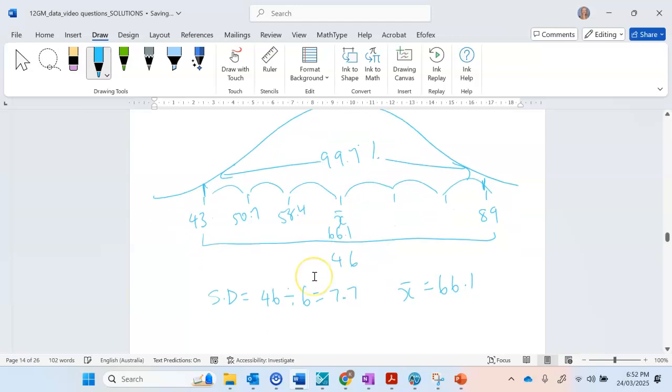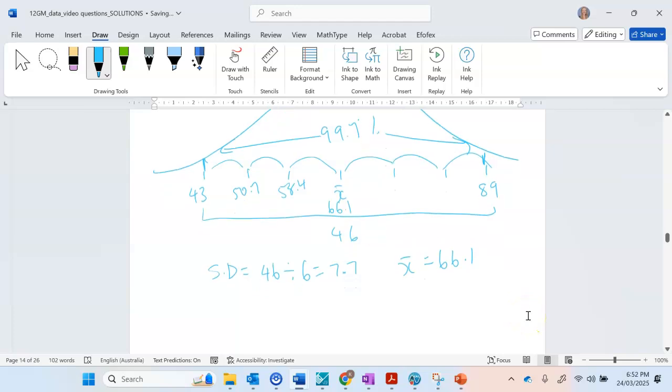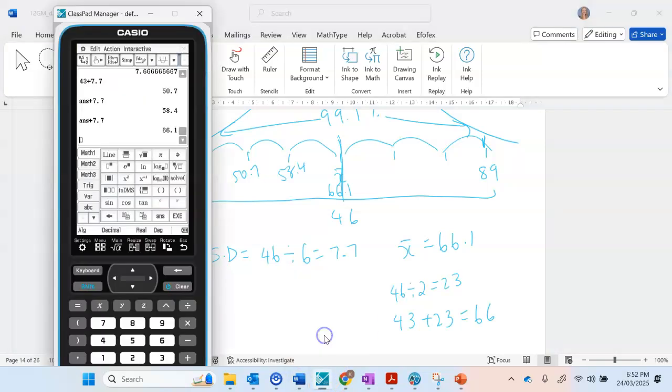You could also do that. Actually, I think it's going to be close. It's actually going to be 66 because we did round. I'll show you another way to do the mean. Remember, it's halfway. So I could just do that 46, divide that by 2, which gives me 23. So I could just then do 43 plus the 23 gives me the 66. So your mean is in fact 66. If we use the standard deviation, we would get 66.1. Just remember, because we rounded it. So if I go here, remember we rounded up to 7.7.